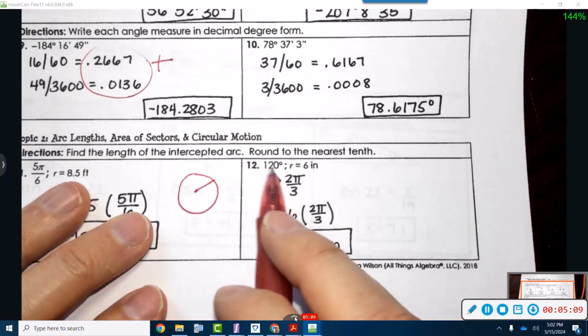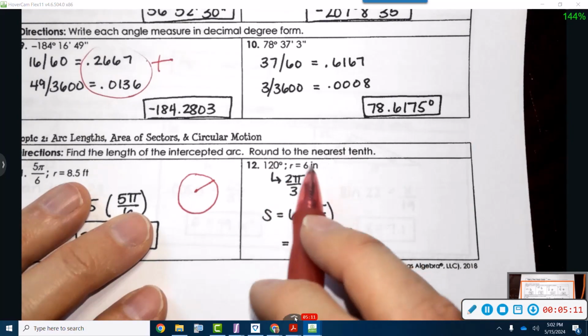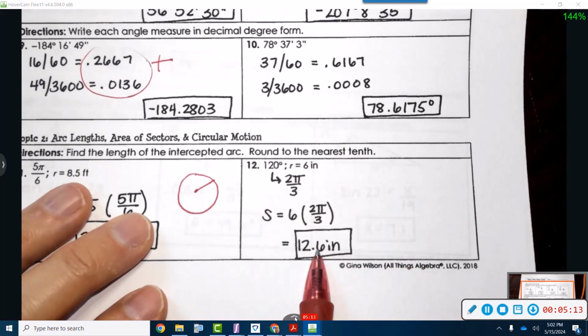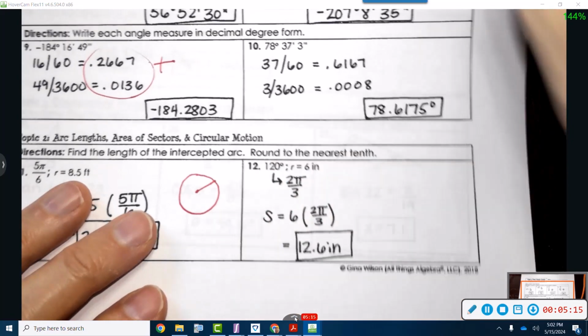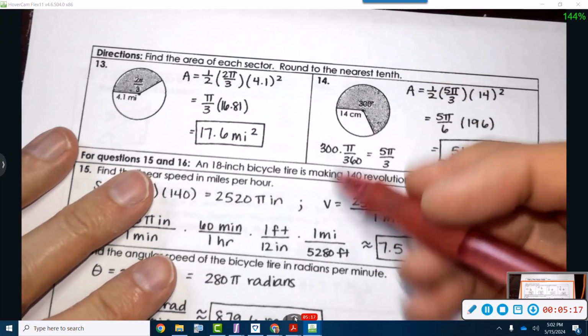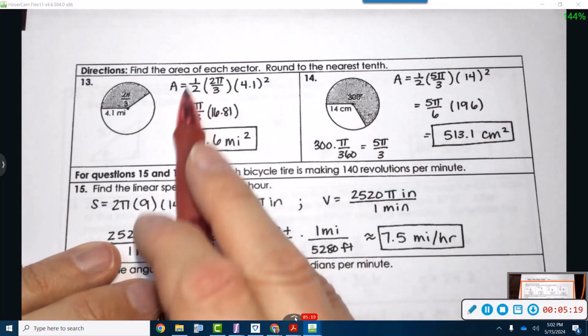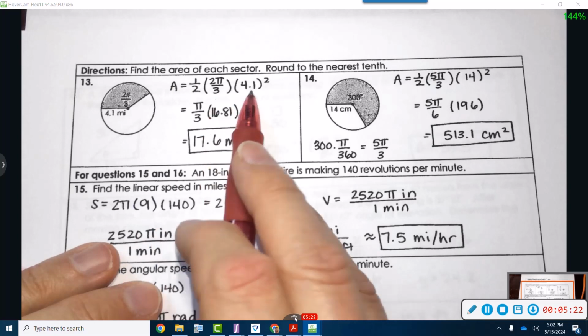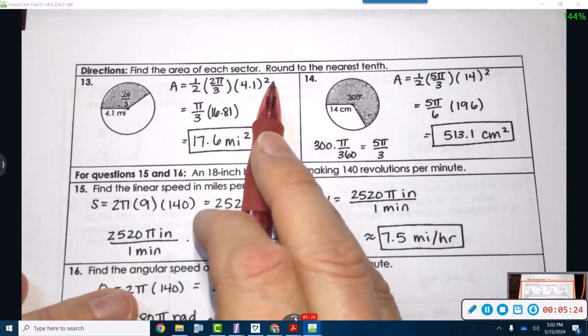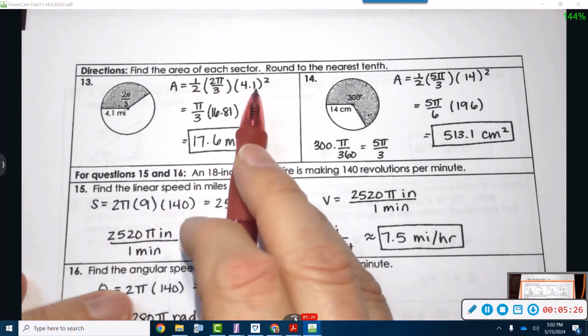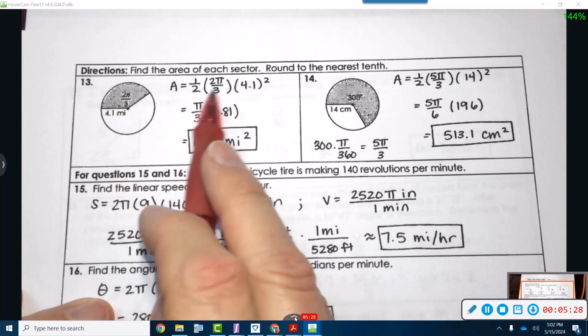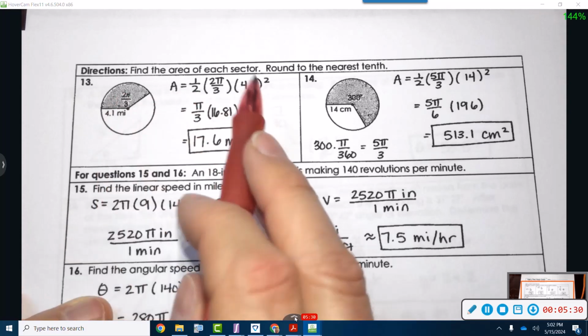Likewise, this has to be converted to radians in order to multiply, and then your formula is very easy. Area of a sector is half theta r squared. So follow that formula: half theta r squared. Your theta in this case is 2 pi over 3, and your r is 4.1 miles.